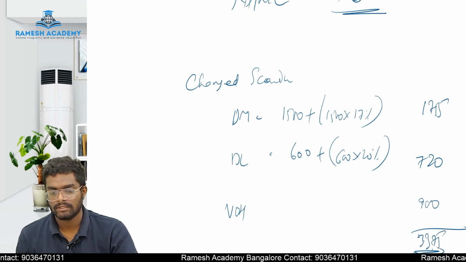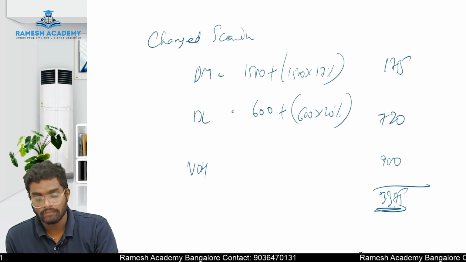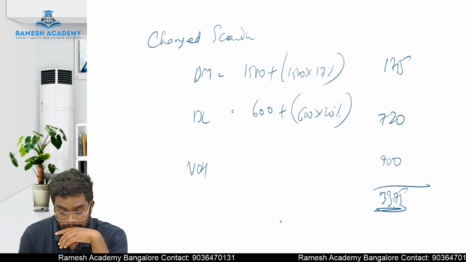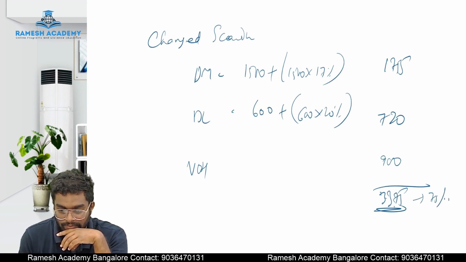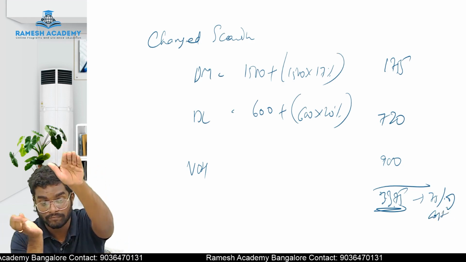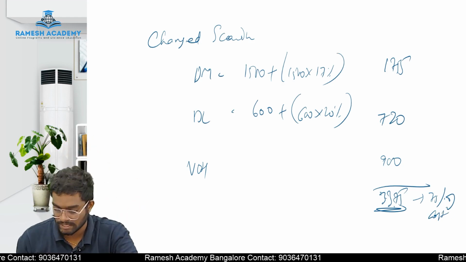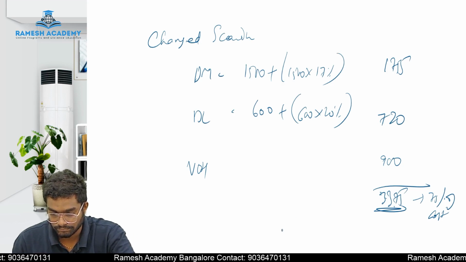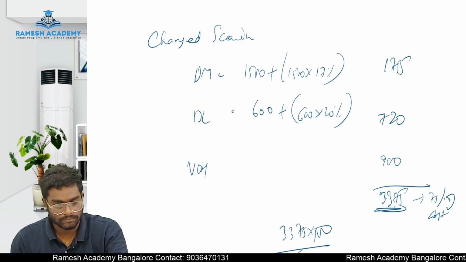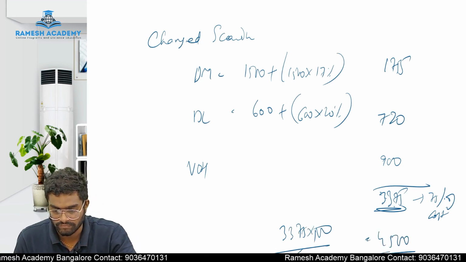3375 is my new cost, but this cost will reduce the GP by 25%, which means this is 75% of the price, because of this increased cost my profit will be reduced by 25%. In order to match that, I have to increase the selling price. So 3375 into 100 divided by 75. So my price will be 4500.